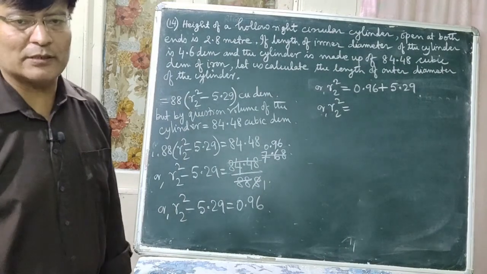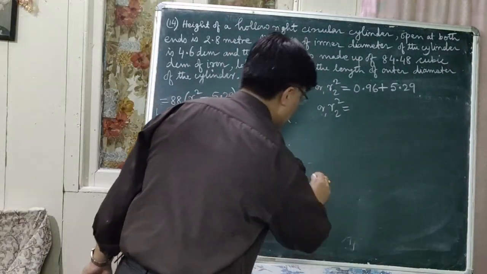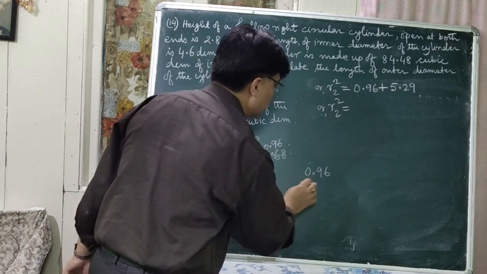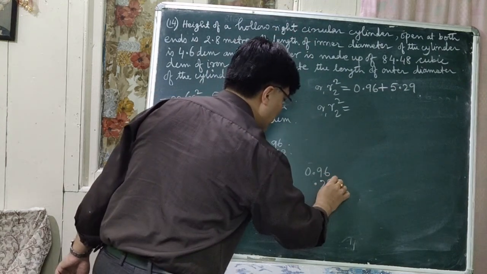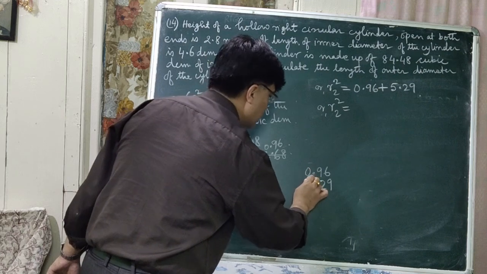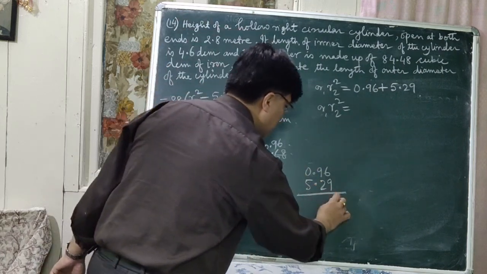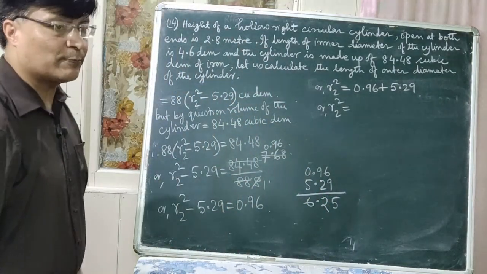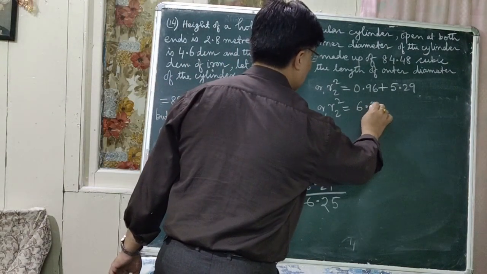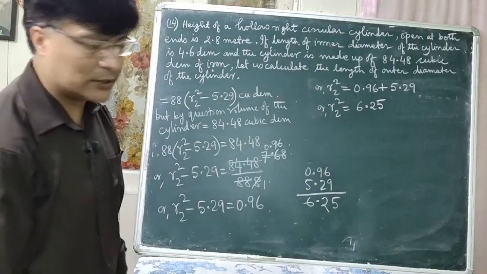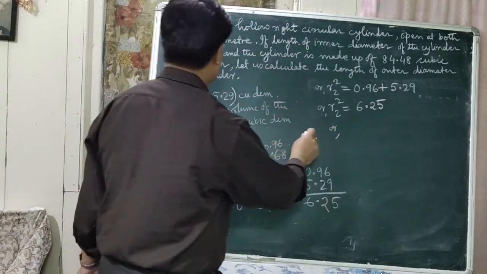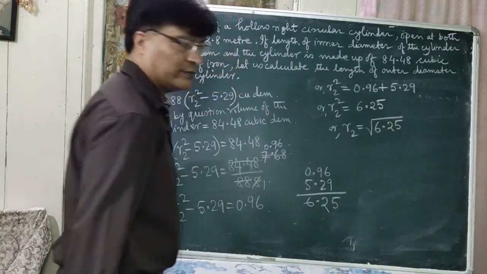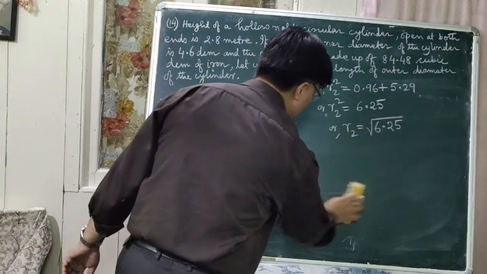You know how to add these decimal numbers, isn't it? So that is 0.96. After decimal point there is 29. You write 29 below 96, and below this 0 you have to write 5. Okay. So add them. 9 plus 6 is 15, 5, 1. 1 plus 2 is 3... 10 plus 2 is 12, 2, 1. 5 plus 1 is 6. That is your 6.25. So I think you have understood it. Okay. So what is R2 now? R2 is equal to square root of 6.25. So can you find out the square root of 6.25?